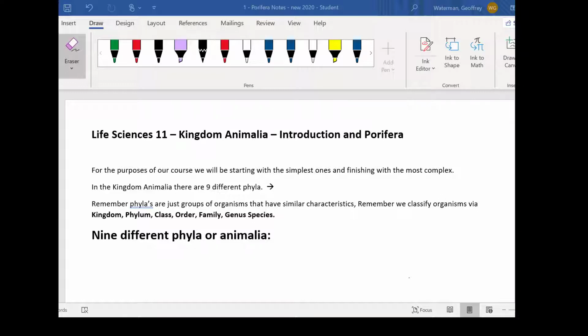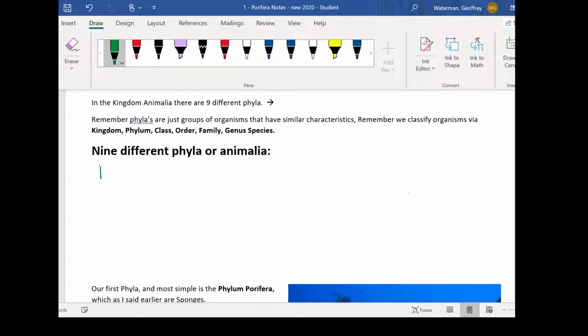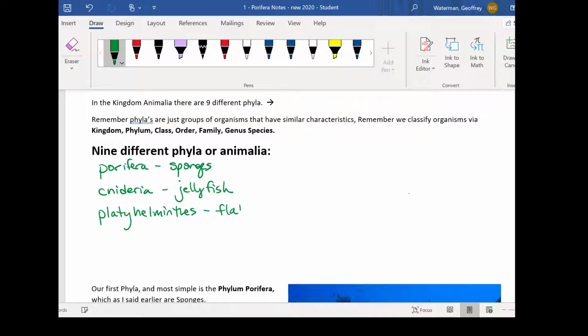So we have 9 different phyla of Animalia, and I want you to check this out. Our first one is called Porifera, and these are sponges. Our next one that increases with complexity is called Cnidaria, and these guys are jellyfish. Then we've got Platyhelminthes, and these are flatworms. How I remember this is platy rhymes with flatty. Our next one is Nematoda, and these are roundworms.